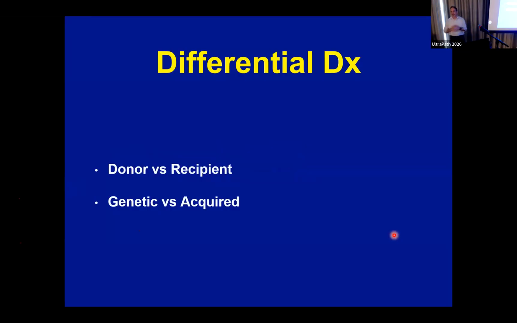There were a couple of questions to try to resolve. First of all, did it come from the donor, or did it come from the recipient? I favored that it was recipient disease based on the clinical presentation. There was not complete agreement on that in the team, but that's what I felt. But there still remained the question: is it a genetic disease or an acquired disease?